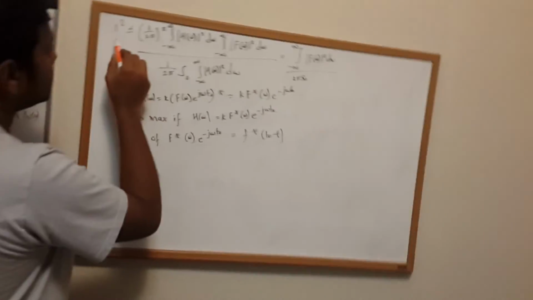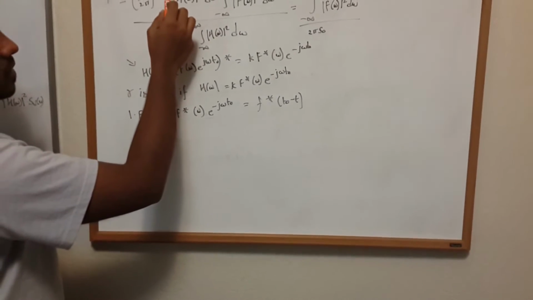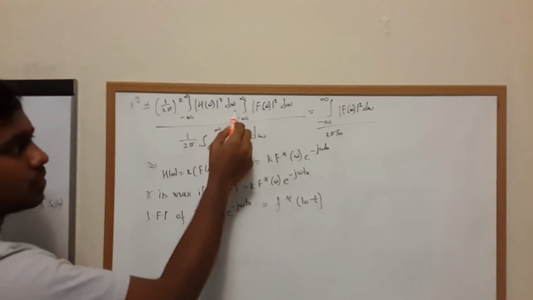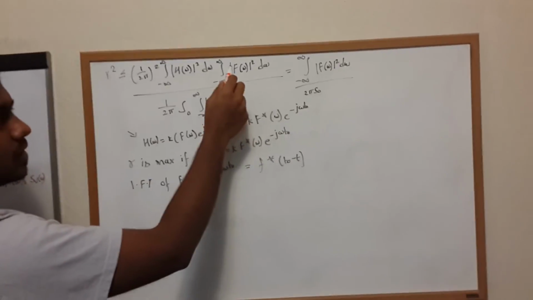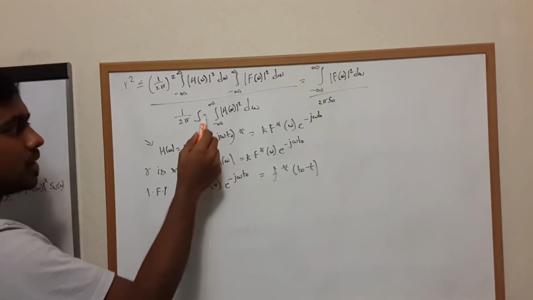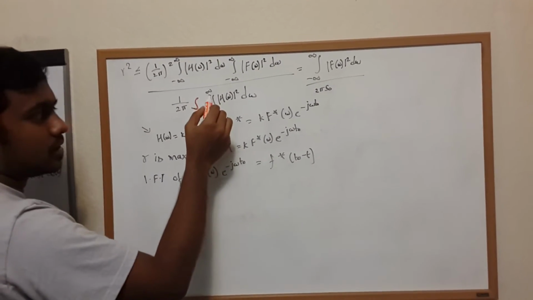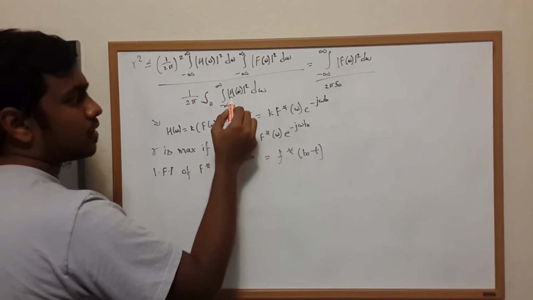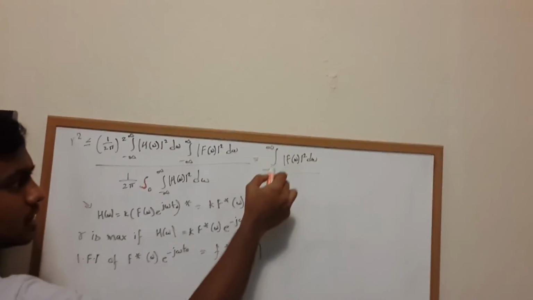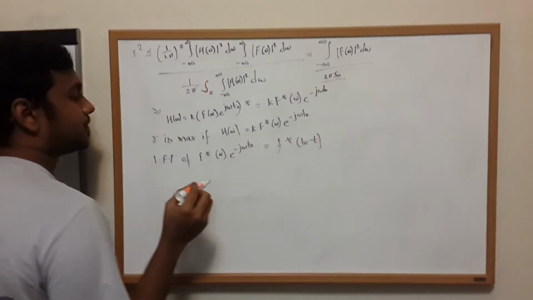Now coming over here, r squared is less than or equal to (1 by 2 pi) the whole squared times the integral from minus infinity to infinity of modulus of H(omega) the whole squared d omega, times the integral of modulus of F(omega) the whole squared d omega, the total divided by (1 by 2 pi) S0 times the integral of modulus of H(omega) the whole squared d omega. This in turn can be rewritten as the integral of modulus of F(omega) the whole squared d omega by 2 pi S0.